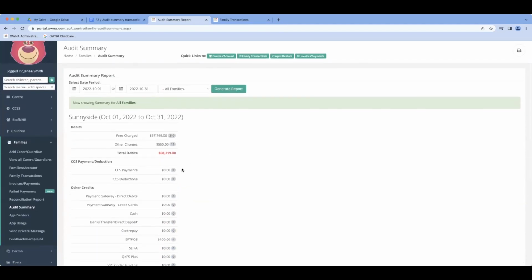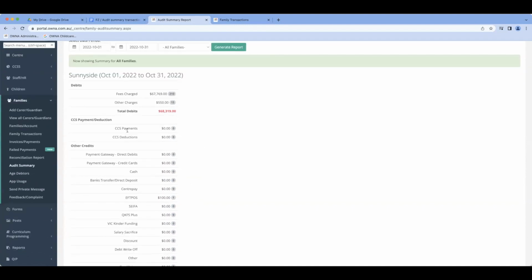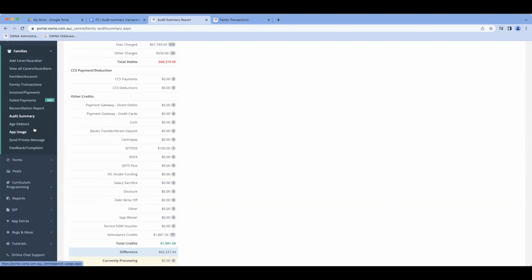Some centers might only want to see CCS payments. And again, you can download the report, you can filter out only the CCS payments, and you can see which family has received what CCS amount. Okay, I'm just going to quickly look at my notes, see if I had anything else on the audit summary report. If not, what I might do is go into Fat Zebra.